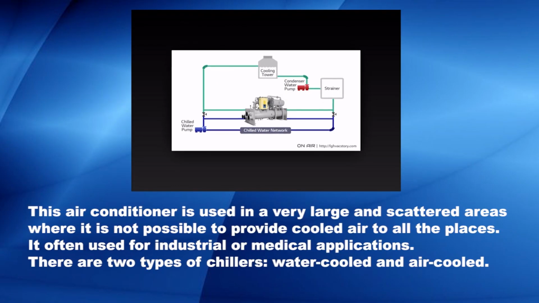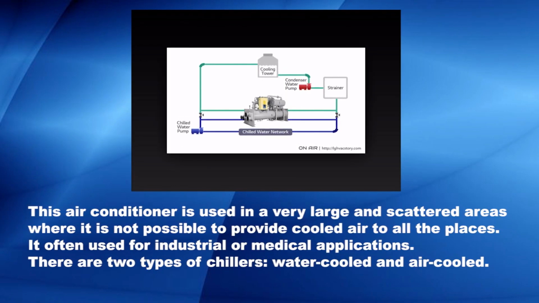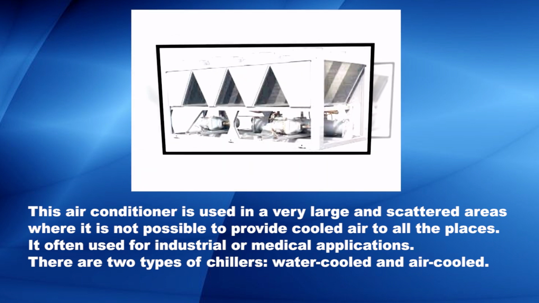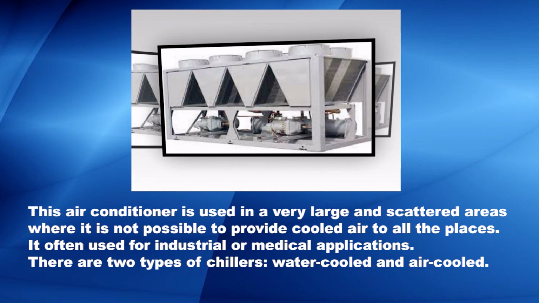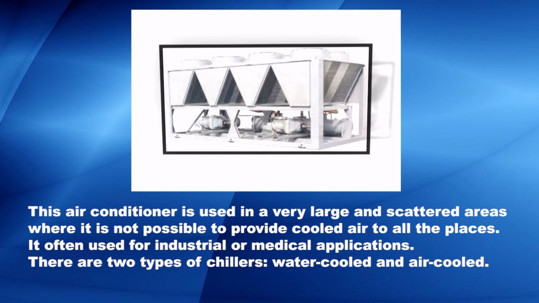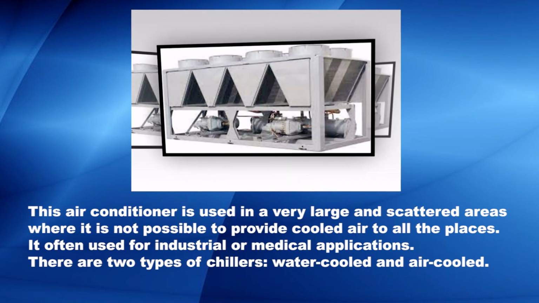Chiller air conditioner. This air conditioner is used in very large and scattered areas where it is not possible to provide cooled air to all the places. There are two types of chillers, water cooled and air cooled. They work similarly throughout most of the process until the refrigerant reaches the condenser.